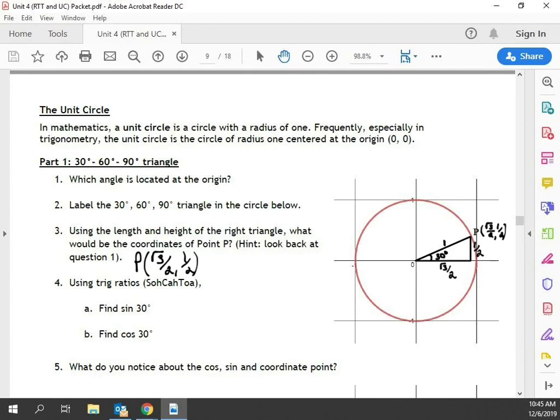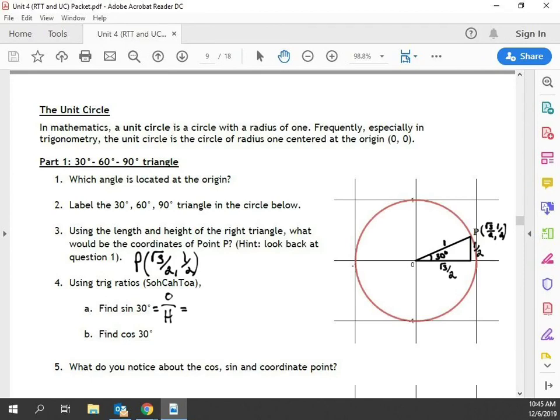So then it goes on and says, using trig ratios, SOHCAHTOA, let's find the sine of 30. So here's our triangle. Here's 30. Opposite's 1/2. Adjacent's root 3 over 2. And the hypotenuse is 1. What is sine? What over what? Opposite over hypotenuse. All right.